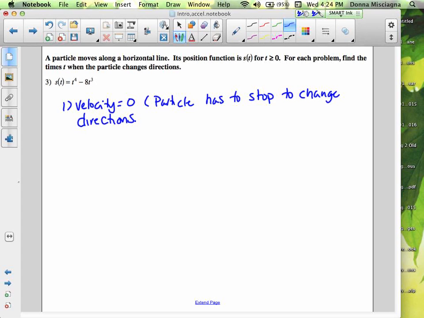So our first thing that we're going to do is take the derivative, and then set the derivative equal to 0 to find when the velocity is 0. Okay? So first of all, we'll find the velocity function, which means we're going to take the derivative of the position function.